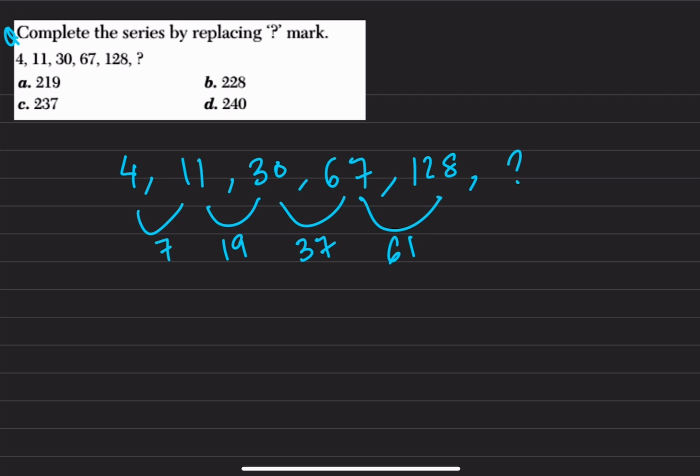But in this question, what I can see is from 7 to 19, there's a 12 being added. And then from 19 to 37, there's an 18 being added, and from 37 to 61, there's a 24 being added. So these are the multiples of 6.